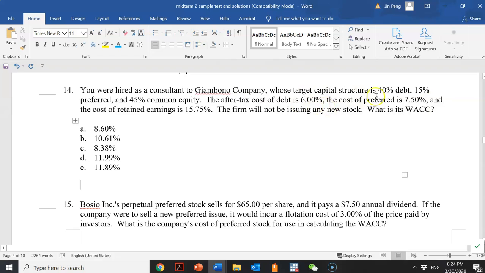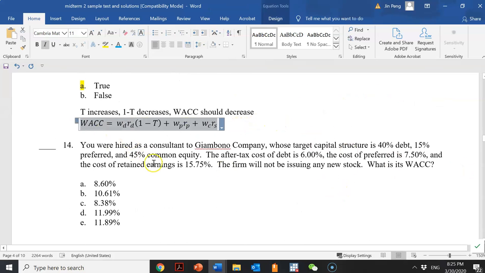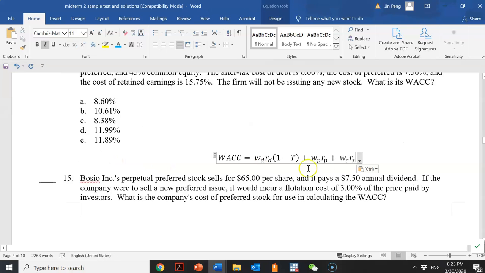Again, we want to calculate WACC here. Let me copy and paste the formula here.